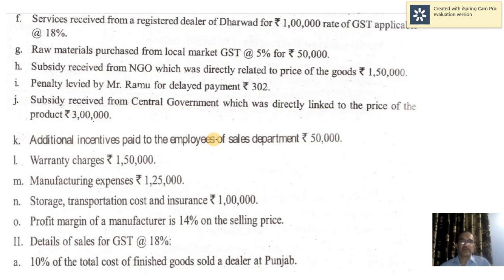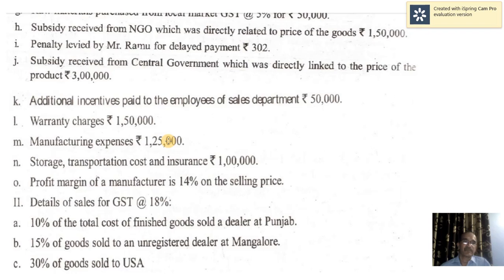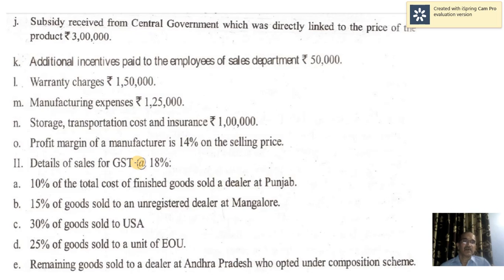Additional incentive paid to the employees of the sales department, that is part of transaction value. Warranty charges, manufacturing expenses, storage, transportation cost and insurance, these are all part of transaction value. Profit margin of a manufacturer is 14% on selling price. So here it is given on selling price, but what you calculate is cost of goods, cost of production, and therefore this must be converted into cost.